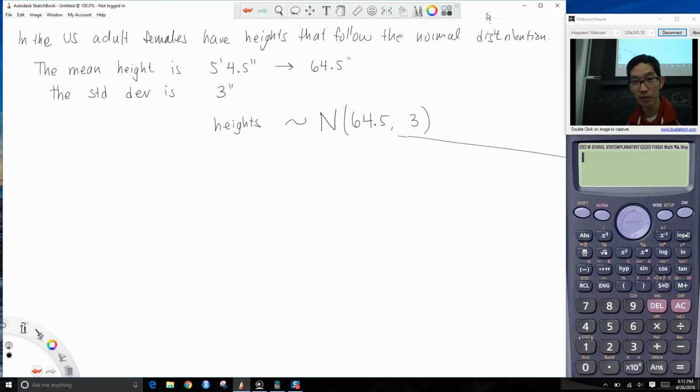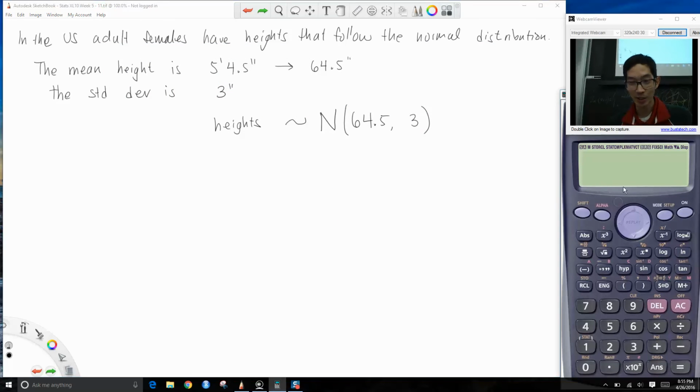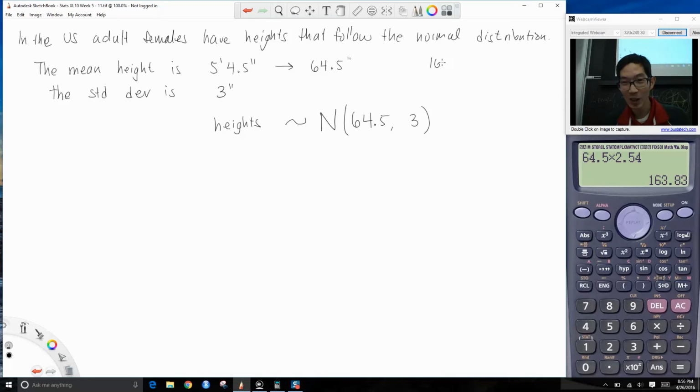For our international friends who are not familiar with our silly American unit system, 64.5 times 2.54 is 163.83 centimeters. And then 3 inches is about 7.5 centimeters. So we'll say about 164 centimeters and 7.5 centimeters, something like that. Okay?